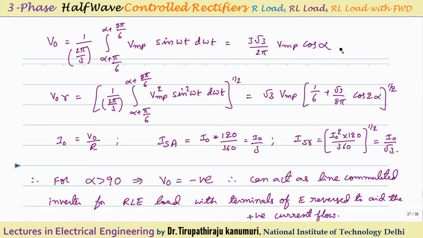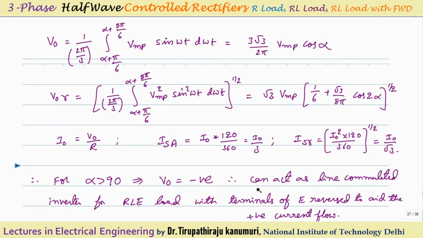If alpha is greater than 90 degrees, what will happen? V0 will become negative because cos of 90 plus theta will become negative. So for an angle greater than 90 degrees, V0 will be negative. As the output current is positive but V0 is negative, V0 multiplied by I0 will be negative power. What is the meaning of this? Instead of taking the power, it will start supplying the current back. Theoretically it is possible, but practically when the voltage is negative, how can the current be positive? It is not possible. It is possible only when there is an RLE load.